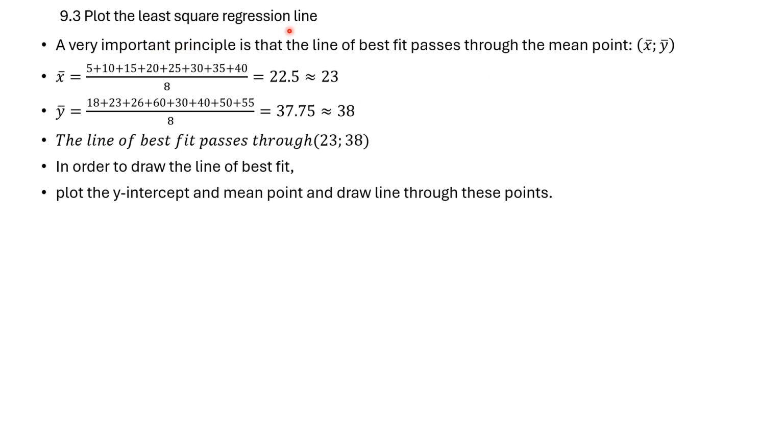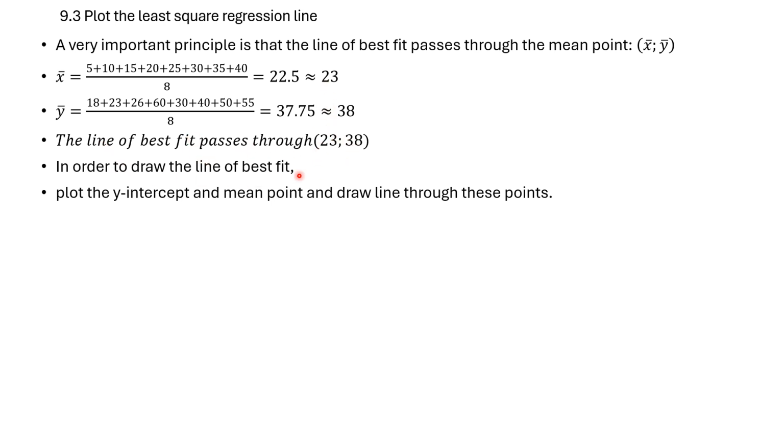So to plot the least squares regression line, a very important principle is that the line of best fit passes through the mean. So there's the mean of x. I'm adding all the values there, 5 plus 10 all the way to 40, divided by 8, which gives me 22,5, which is approximately 23. For the y values, if I add everything together and divide by 8, I get 37,75, which gives me 38. You can go double check that I've taken these straight from the table that we've worked from. So the line of best fit must pass through 23 and 38.